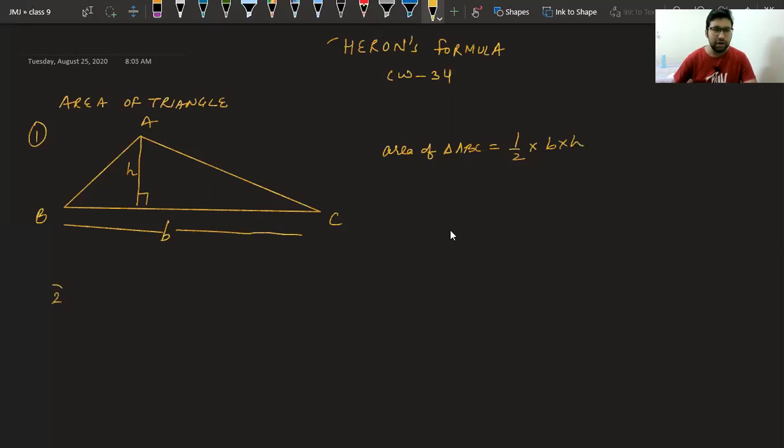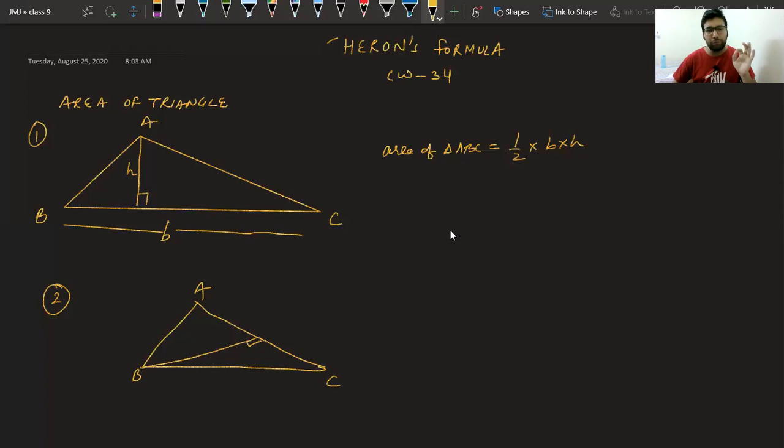In case I change the base, class, if we have A, B, C and I draw a perpendicular like this, tell me what is the base in this triangle. In the triangle ABC, in second question, what is the base? Base is changed now, it is AC.